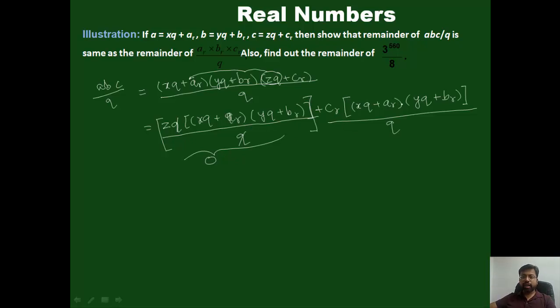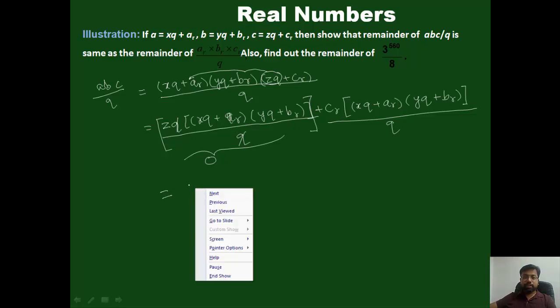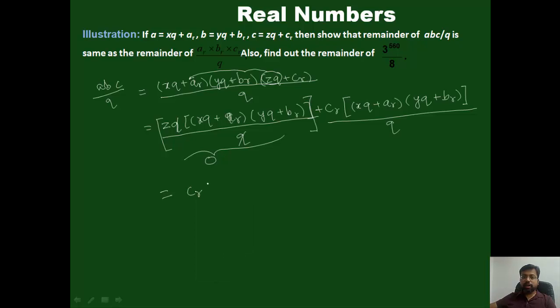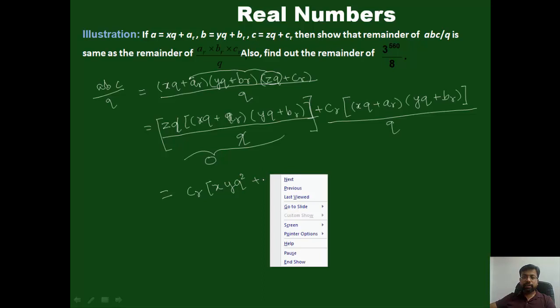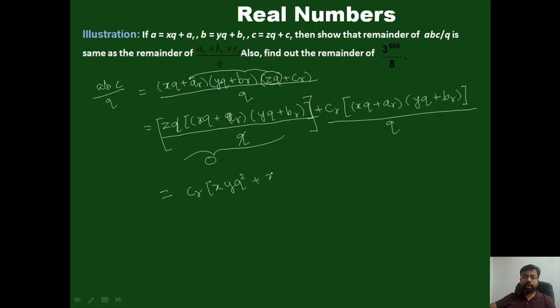What about this number? Again, in this number, it can be split. Now, this exactly is not equal to what I'm going to write, but I'm just talking about the remainder. So the remainder would be CR into U, expand it, right? So you get XYQ square plus XBRQ plus ARYQ plus AR into BR divided by Q.